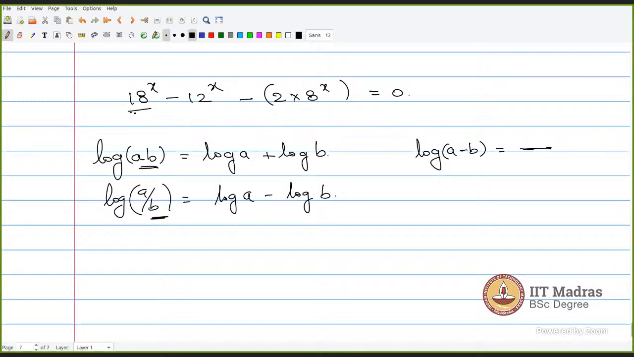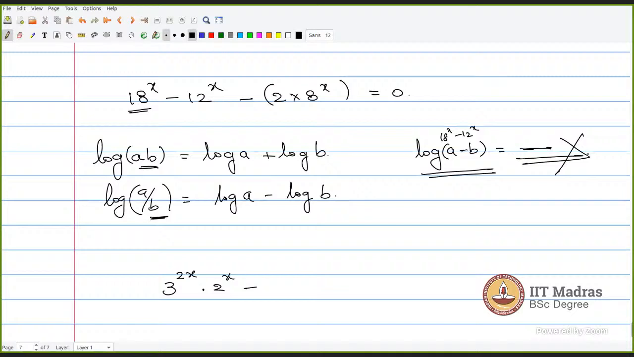So what I wanted to do is, there is 18 power x, and I simply write it as 3 to the power 2x times 2 to the power x. Can I write it like this? I'm just bringing the bases to prime numbers. Now my doubt is, if I take log of 18 power x minus 12 power x, can I write it as log of 18 power x by 12 power x? No. Log of a minus b, you cannot expand. There is no expansion for this, log of 18 power x minus 12 power x. There is no expansion for these kinds of things.